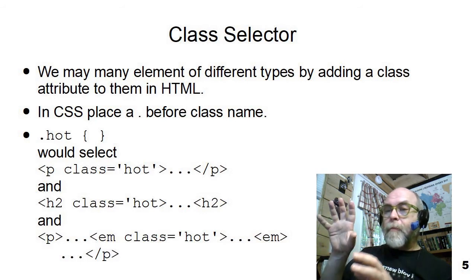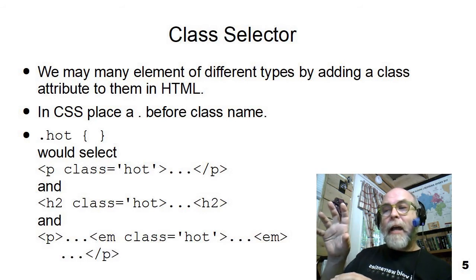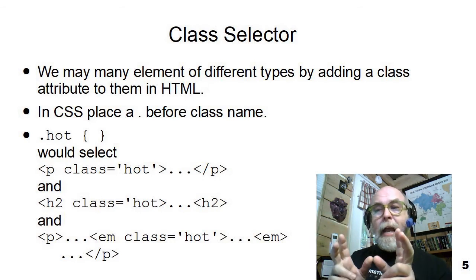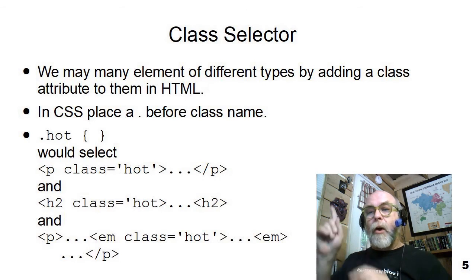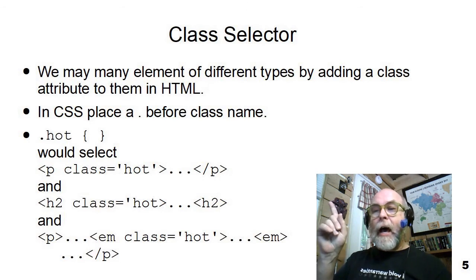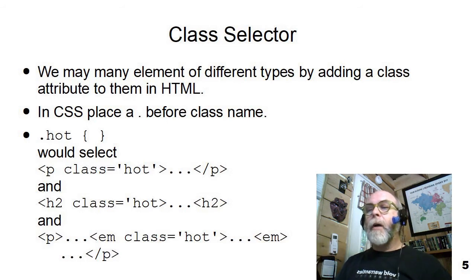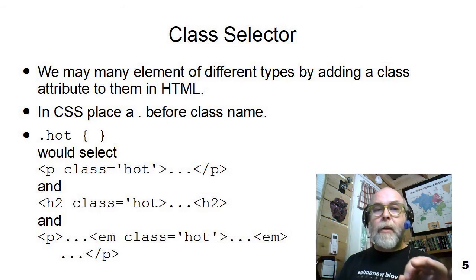By adding a class, I can now create a class selector. And a class selector is the class name with a period in front of it. So the class selector .hot would select those three HTML elements, but it won't select elements without a class or with a different class. So the class selector starts with a period, the ID selector starts with a pound, and the tag level selector, tag name selector, or tag type selector doesn't begin with anything other than just the name of the tag.